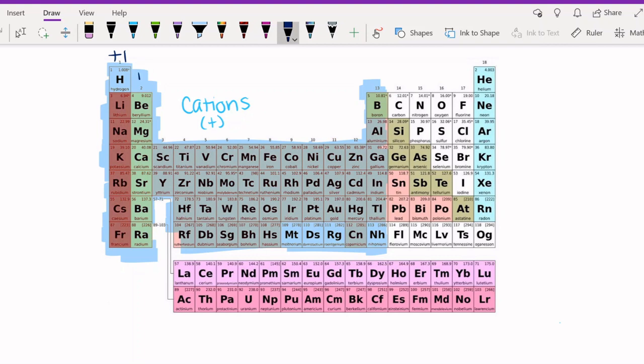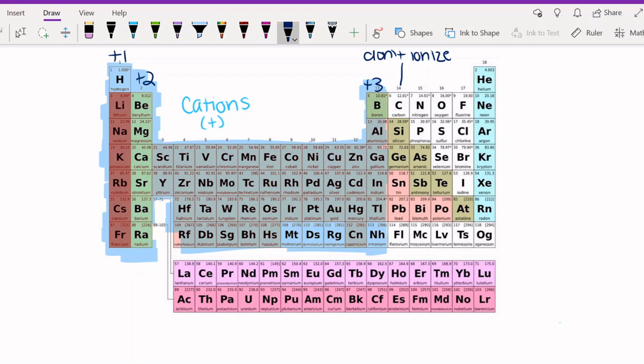Group 2 metals have a +2 charge. Elements in group 3 have a +3 charge. Group 4 have 4 valence electrons, so they don't usually become ions. And transition metals can form cations with different charges, so we won't talk too much about them.